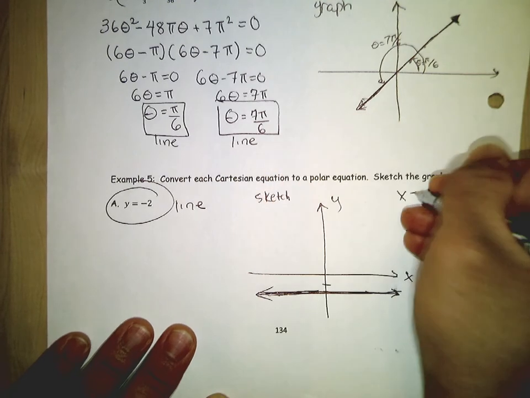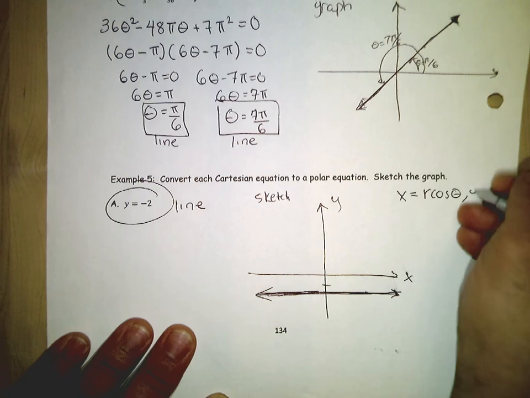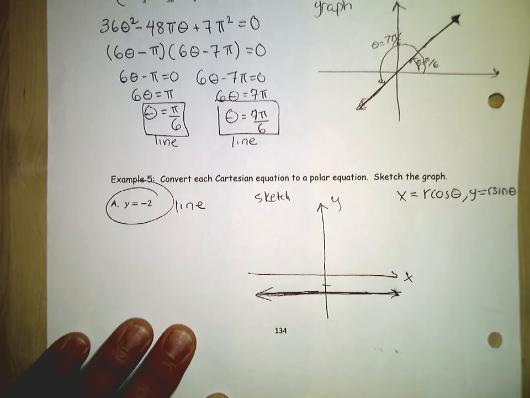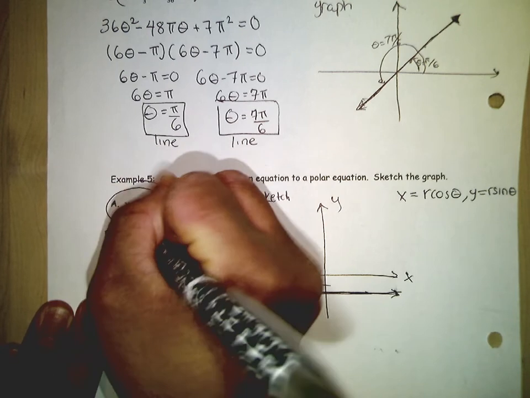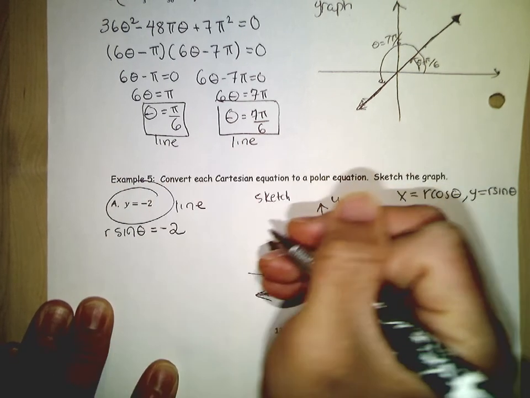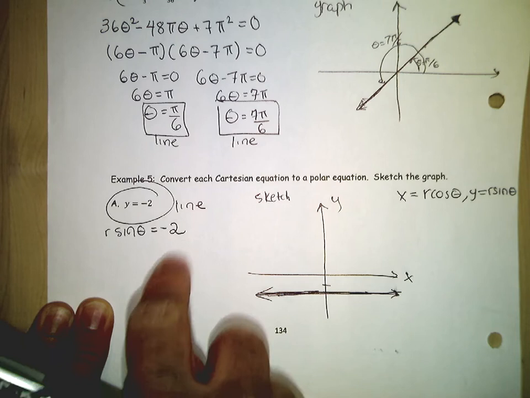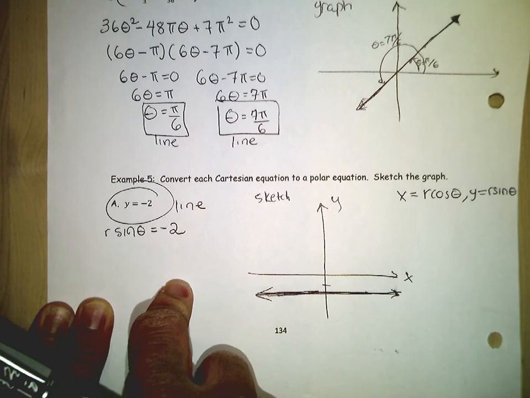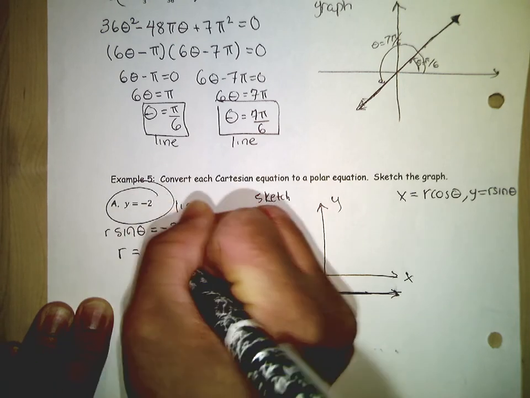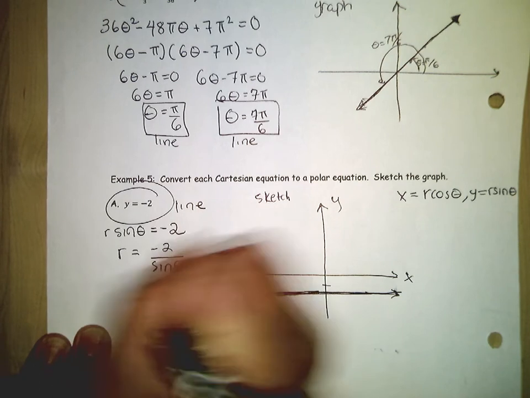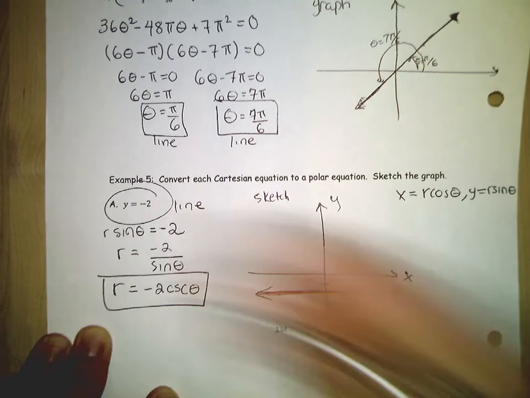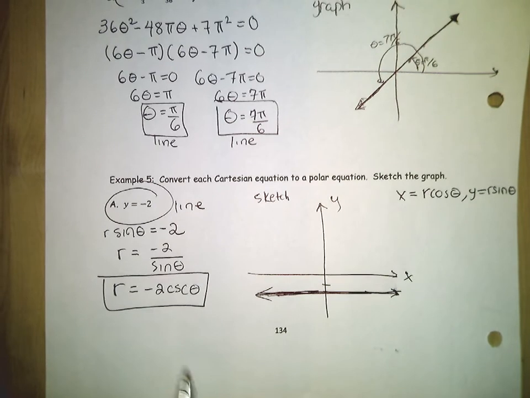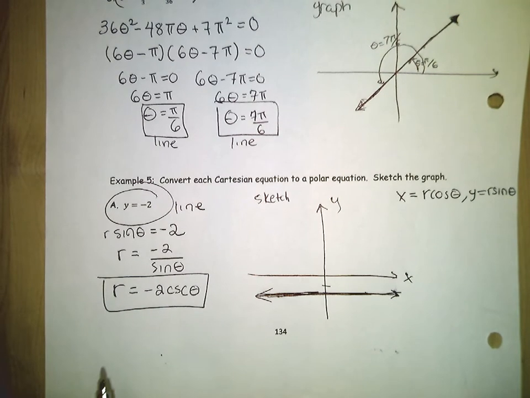So x will be r cosine theta, y is r sine of theta. So y is r sine of theta, so r sine of theta will be negative 2. And then I can divide by sine of theta. So r is negative 2 over sine of theta, or r is negative 2 cosecant of theta. So this is a line, but the equation of it was maybe different than what you may have been expecting.